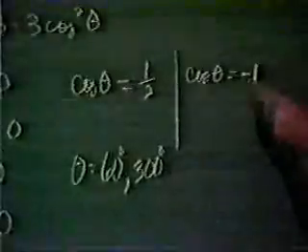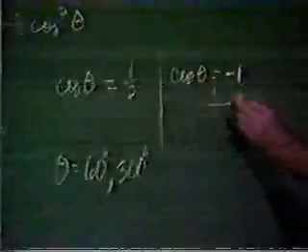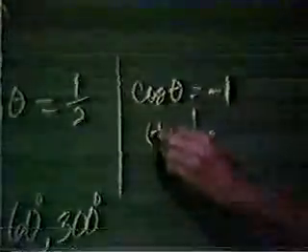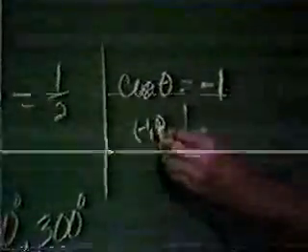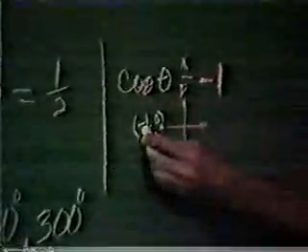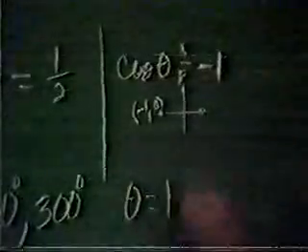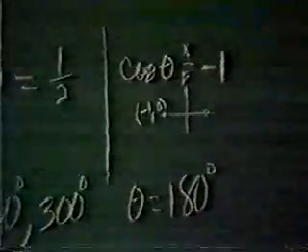Where is the cosine minus 1? Well, again, this is where we have to use our special angles. Trying 0 degrees, trying 90 degrees, trying 180. 180 is a minus 1, 0. Cosine is x over r, so that'd be a minus 1 over 1 is minus 1. So theta then is equal to 180 degrees.